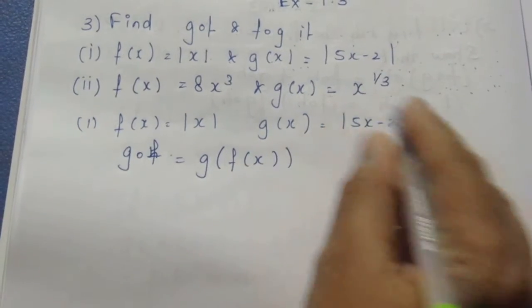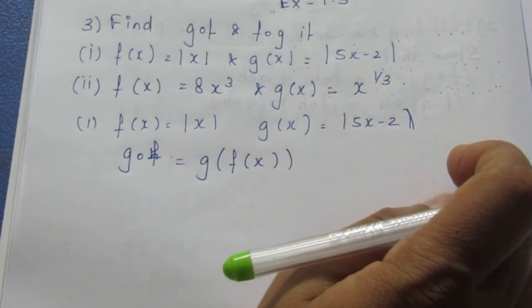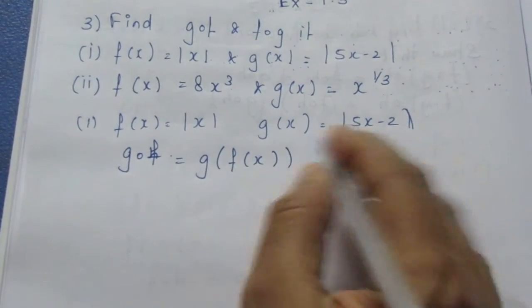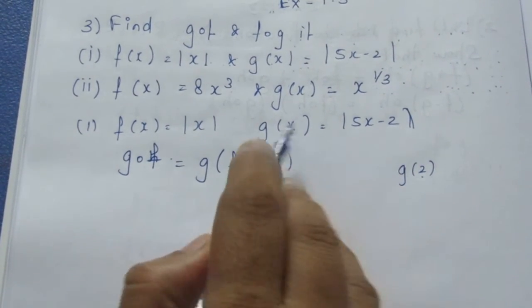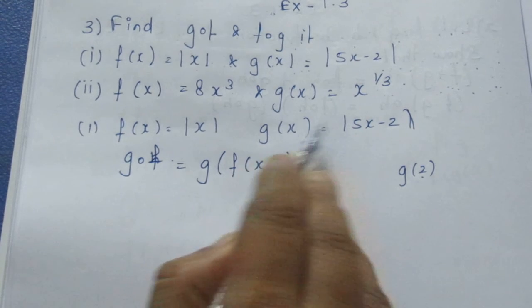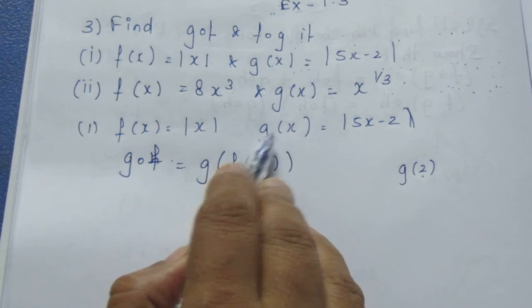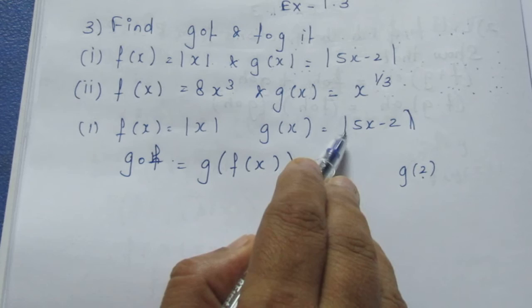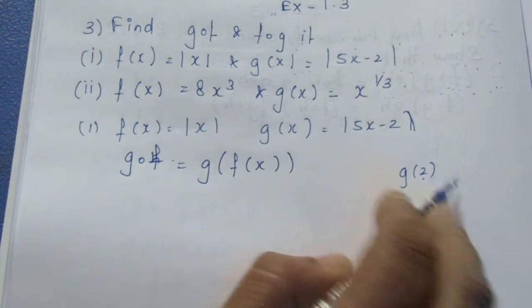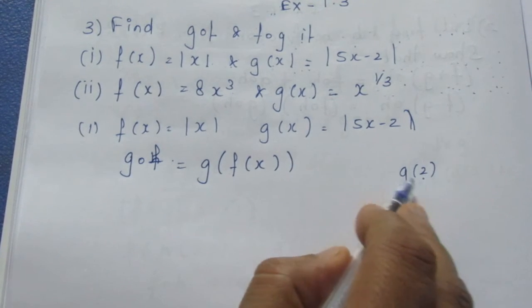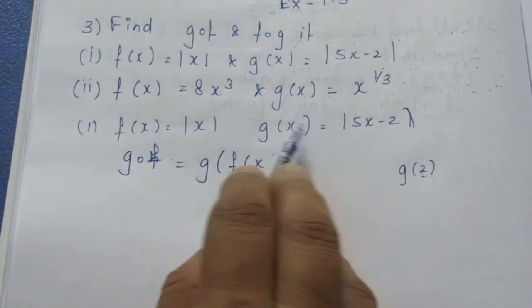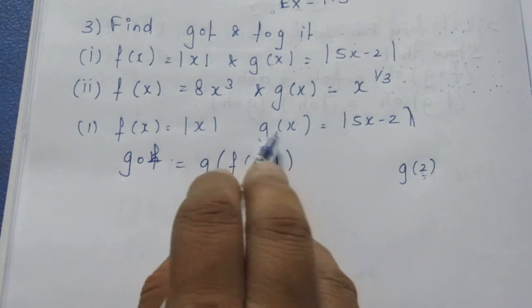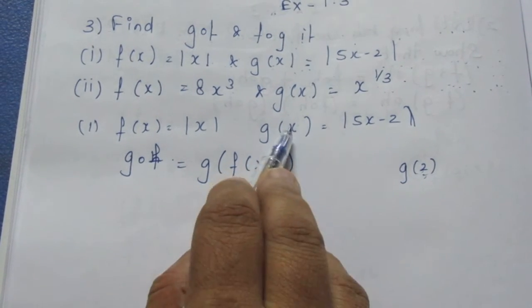I am having g of x equal to mod 5x minus 2. If I take x to be 2, you will substitute the x value 2 here. So g of 2 is equal to mod 5 into 2 minus 2. So whatever value we have in the bracket, we just substitute in the place of x.